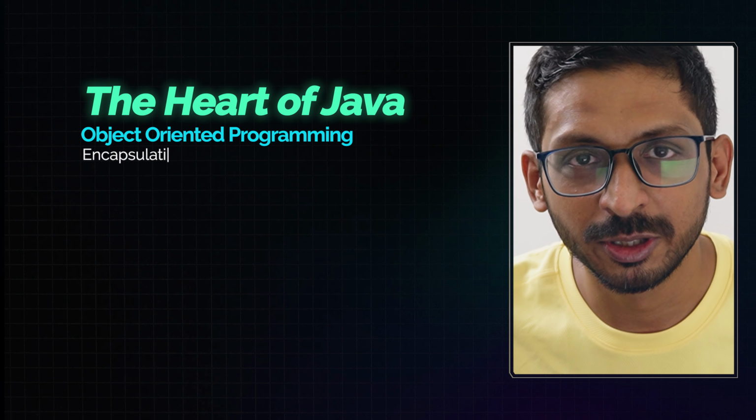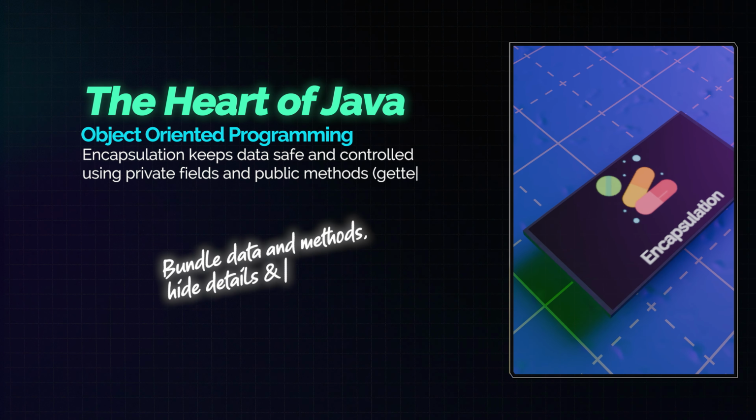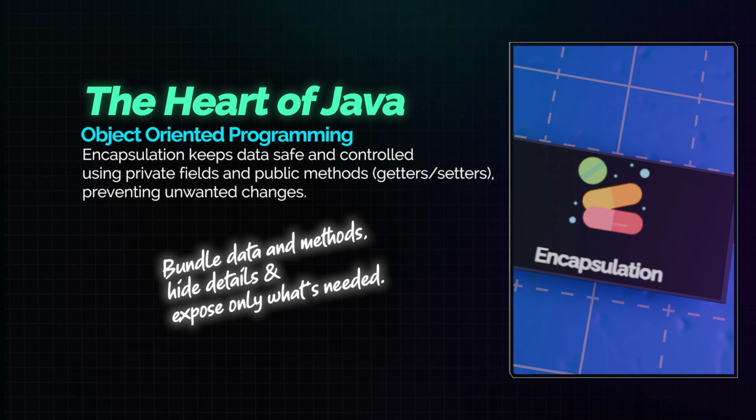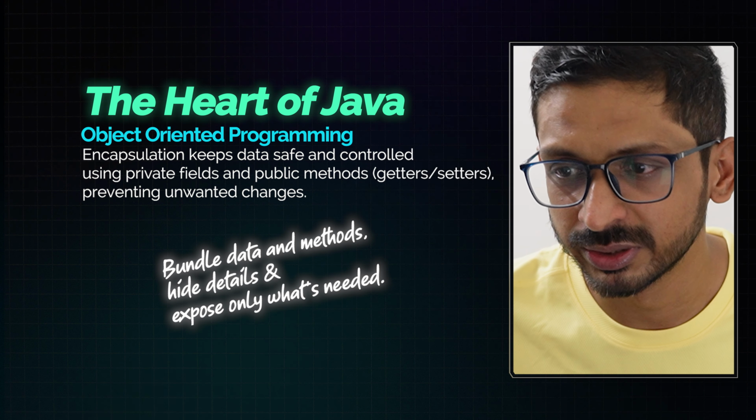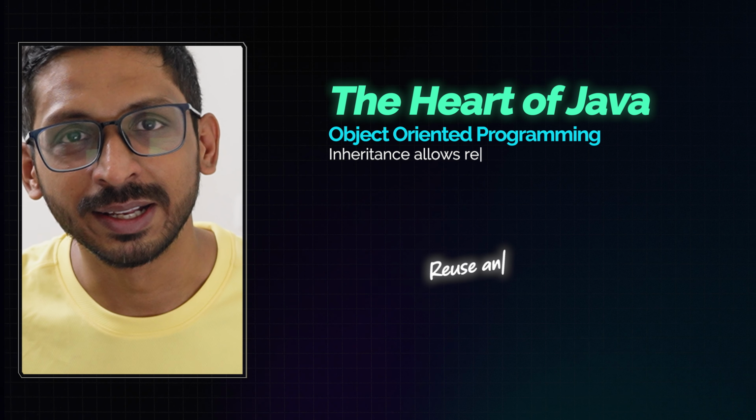Encapsulation is all about keeping your data safe. By using private fields and public methods like getters and setters, Java ensures your data is controlled and protected from unwanted interference. Inheritance allows you to reuse and extend your code.